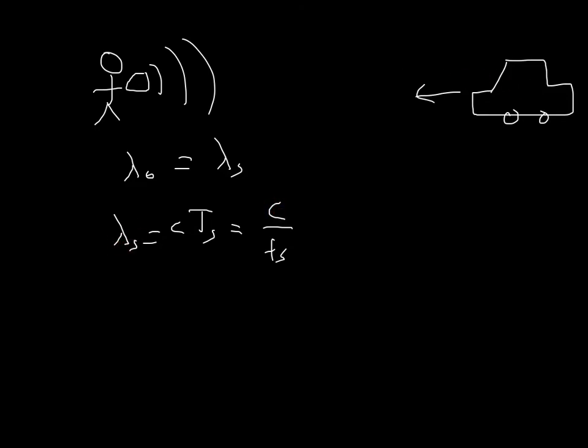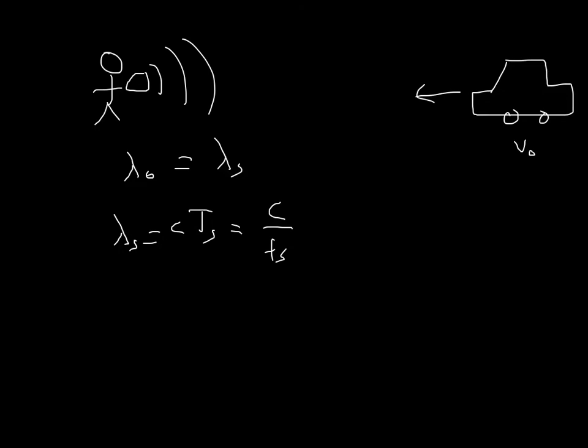Now in this case, the speed of sound that this guy measures is higher because it's not only c, it's c plus v, because this guy is approaching the waves. So all I need to do is replace this by c plus vs. Sorry, vo, which is the velocity of the observer.